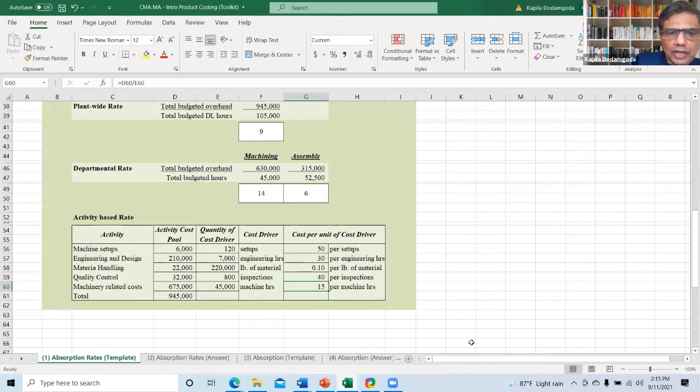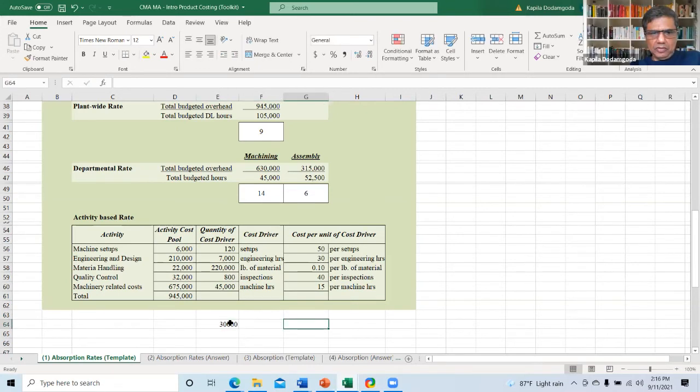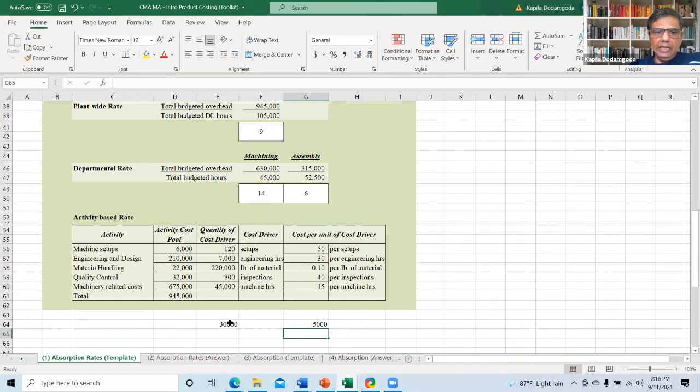Now, before we go any further, if you look at the schedule that has been given, what is your comment about the resource utilization on valve A and valve B? Valve B on machine setups tends to be higher. Basically, except for material handling and machinery related cost, valve B takes the bulk of the cost. Exactly, right. So you can see it.